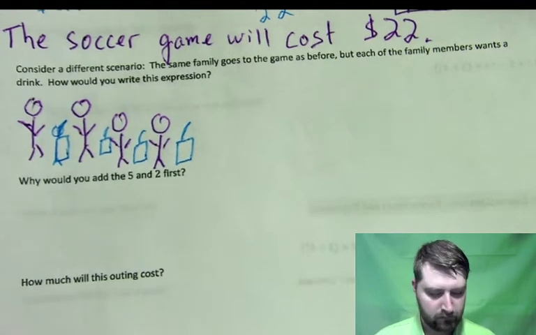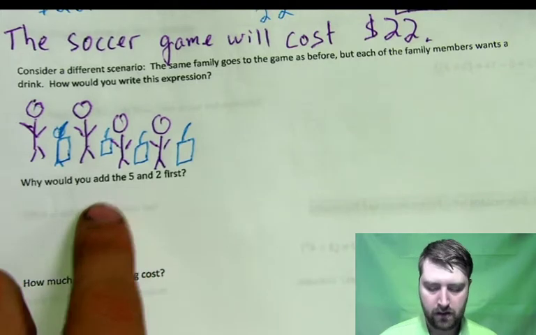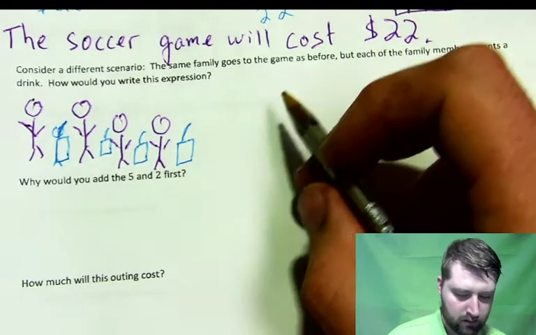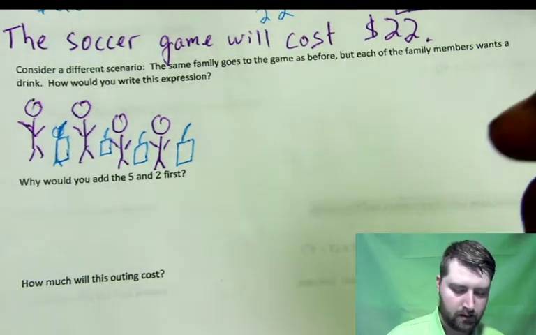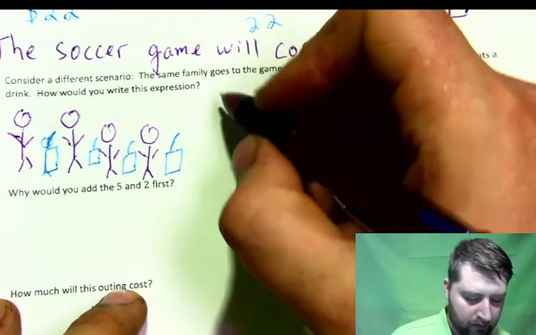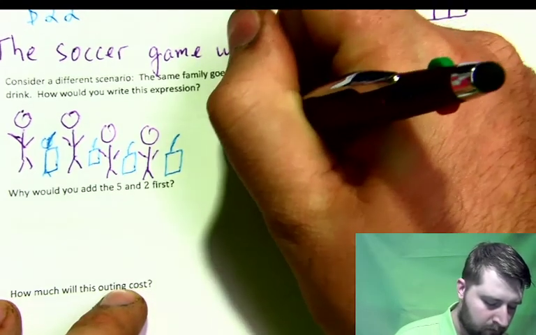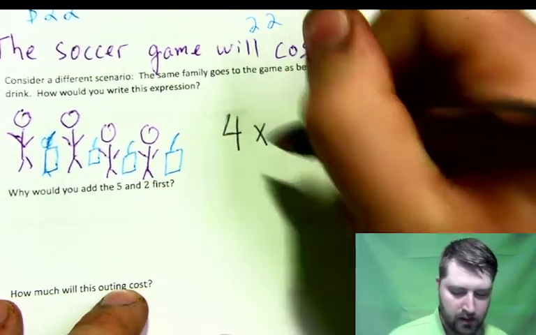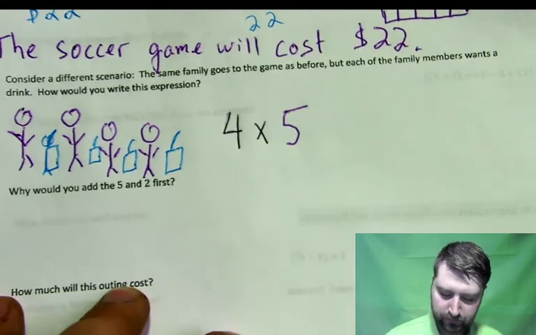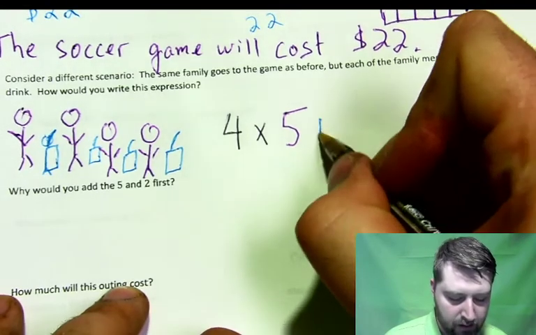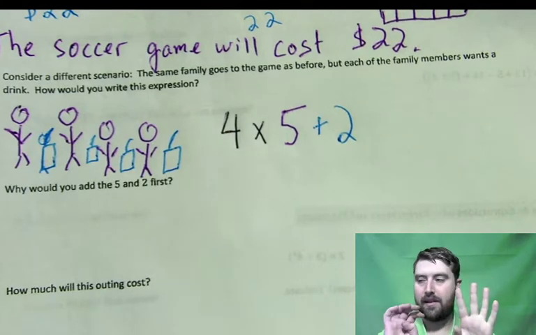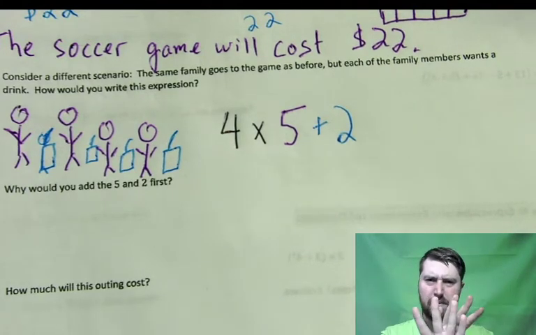So, for this one, we're going to have the same numbers. There are still 4 people. When we are writing this expression, and remember it's an expression because there's no equal sign yet, there are 4 people. And each of them still needs to buy a $5 ticket. But this time, each of them also wants to buy a soda. So there are going to be 4 tickets and 4 sodas. Can we group those together?